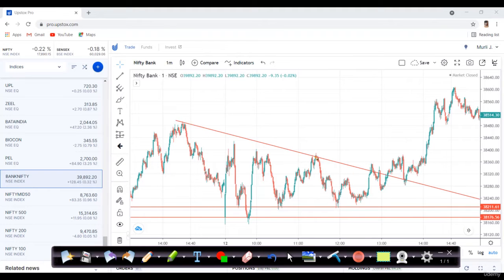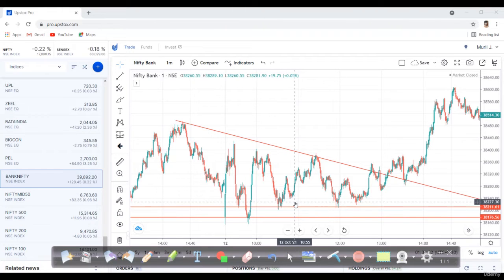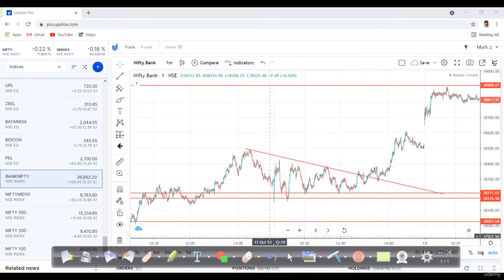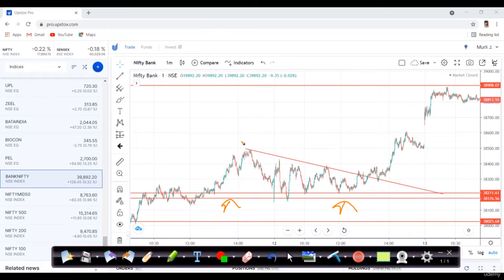Like, I will first draw this one, and after the breakout I will draw this one. So if you look at this example, let's take this example. If you check, this is my support area, this is my support area. What will happen? Market takes support, moves upside, takes support, moves upside. Now the market needs to break downside, but what happened? Did the market break on the downside?